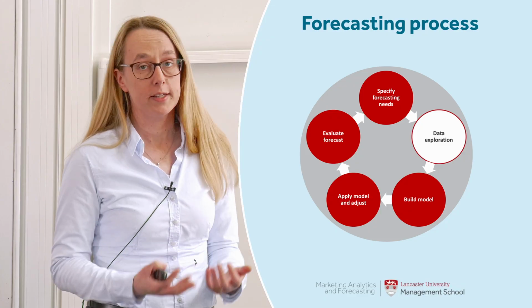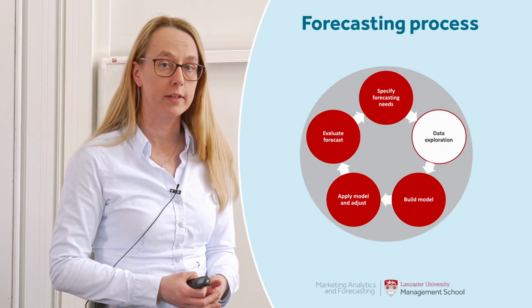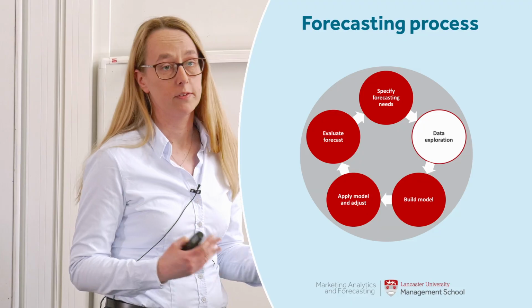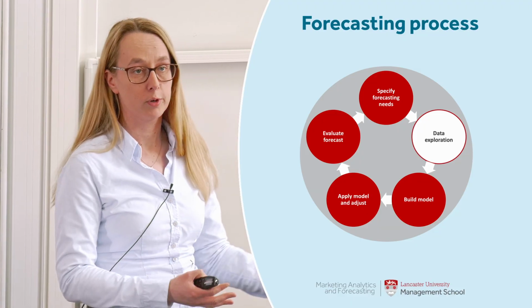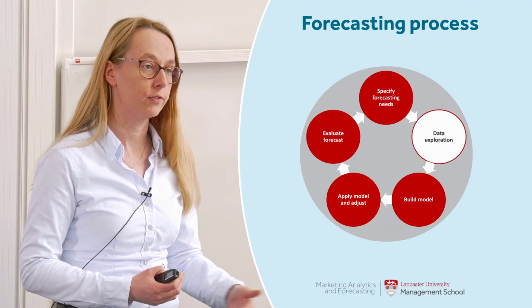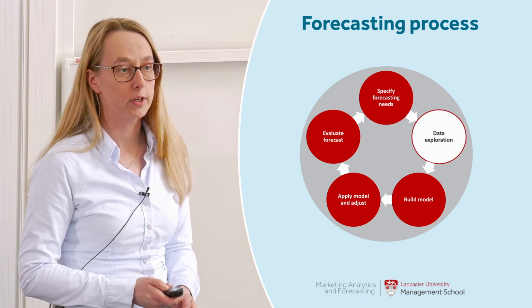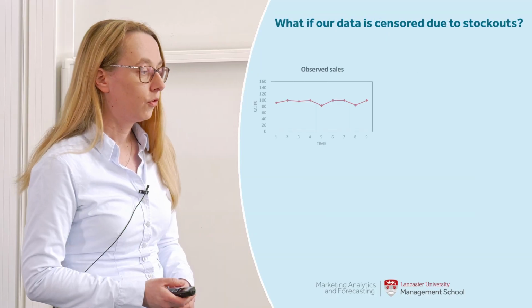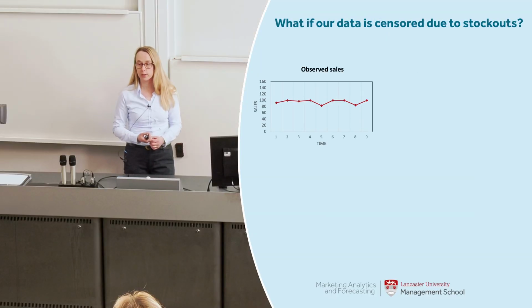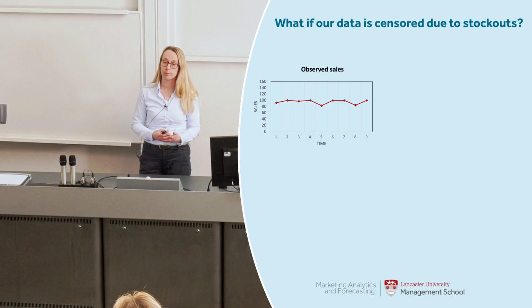So once we have identified what our forecasting needs are, and we start collecting data, and now we know what kind of data we want and what level of granularity we need for our data, then we can start exploring that data. So when it comes to inventory, it can happen that a product stocks out. If there is a stock out, it means that we can't observe the full demand, so we only observe censored demand.